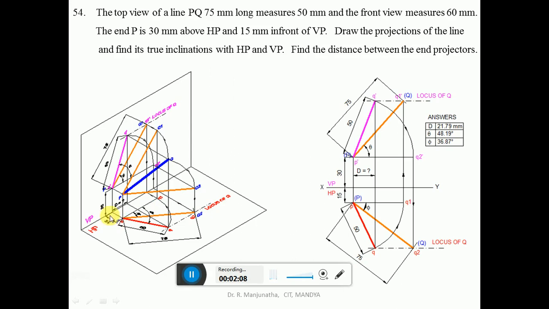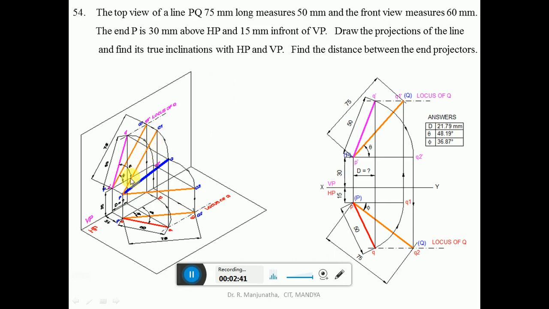That means p is in front of VP by 15 mm, and q1 is also in front of VP by 15 mm. So when you make this top view line parallel to VP, and project it here, you are going to get this point, P dash, that is P in space, and you project this q1 also vertically up, in space. Then with P as center, take a radius of 75 and cut an arc on this, so that you get this Q1, which is PQ1. This is the line which is in space.